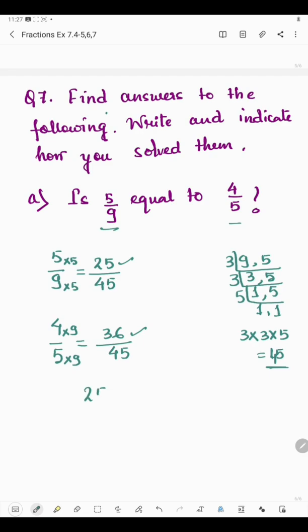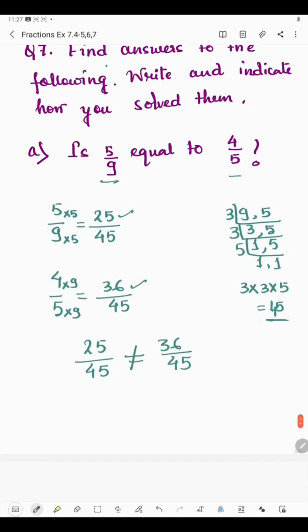So since 25 by 45 is not equal to 36 by 45, this is the symbol of not equal to. Okay. So we can say that 5 by 9 is not equal to 4 by 5. So we'll write no. 5 by 9 is not equal to 4 by 5. Okay, now coming to next part.